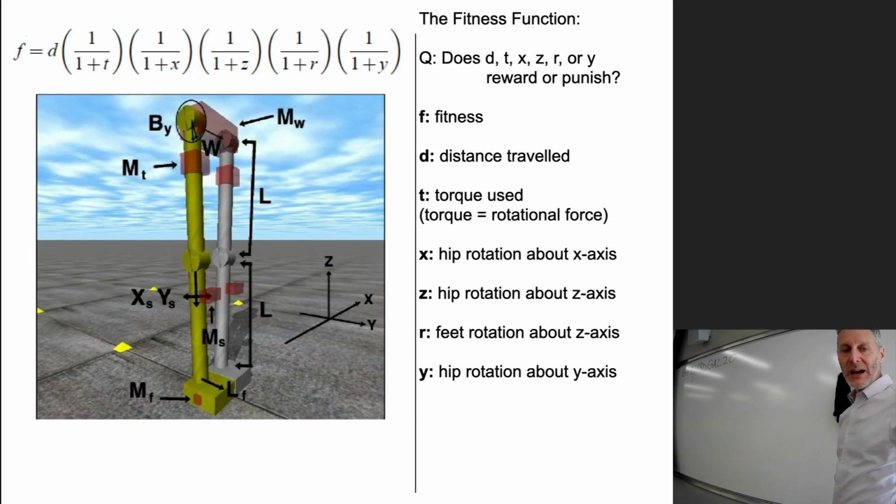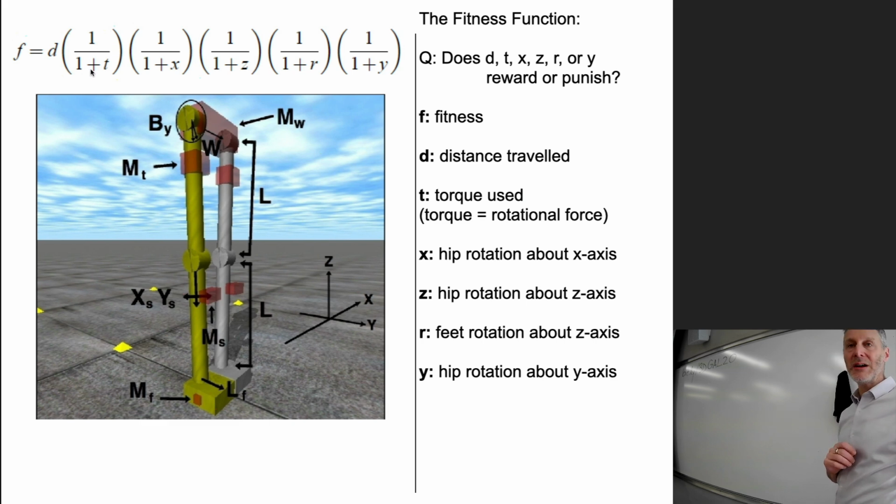In our biped and in you, most of the time you're trying to minimize the amount of torque that your muscles are applying at your joints. So this term is trying to penalize non-passive walking, active walking. Walk as passively as you can. Okay. So you'll notice they all have the same form of 1 over 1 plus something.